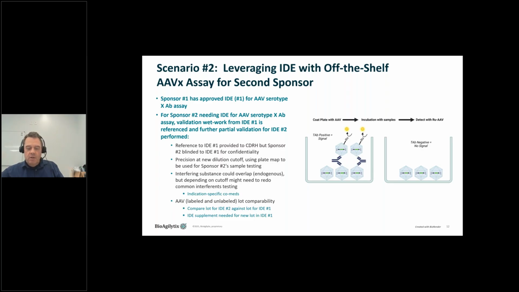And also, lot-to-lot variation of AAV capsids is a big concern for the agency. So demonstration of comparable results between lots used in IDE 1 versus IDE number 2 is important. And if lots for IDE 1 are not available, then at least a lot-to-lot demonstration of consistency would be needed if that hasn't already been provided.